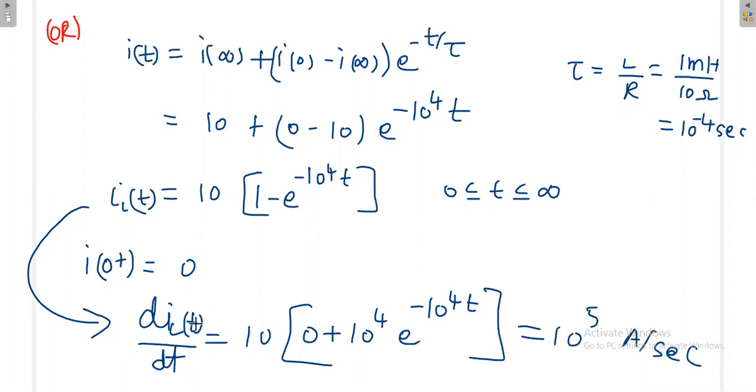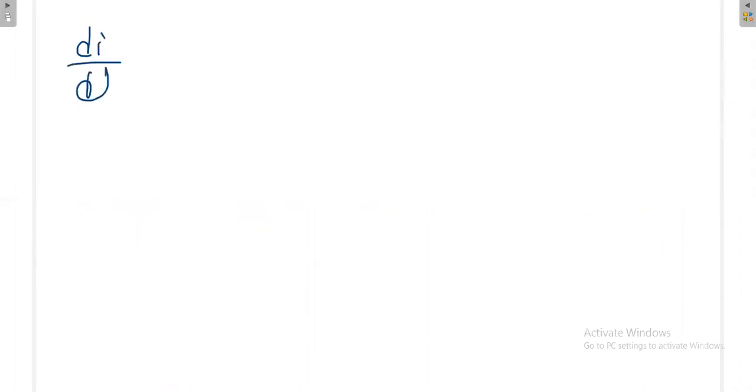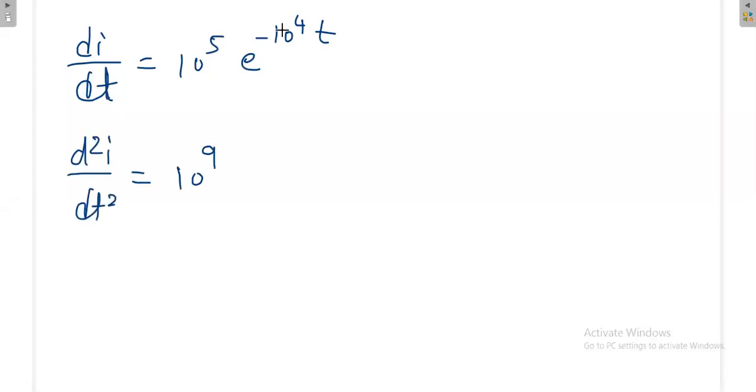Again I need the second differentiation, d square I by dt square. One more time you differentiate this. First I'll take di by dt, which is equal to 10 power 5 e power minus 10 power 4 t. Then you differentiate this one more time, that is d square I by dt square, that is minus 10 power 9 e power minus 10 power 4 into t.